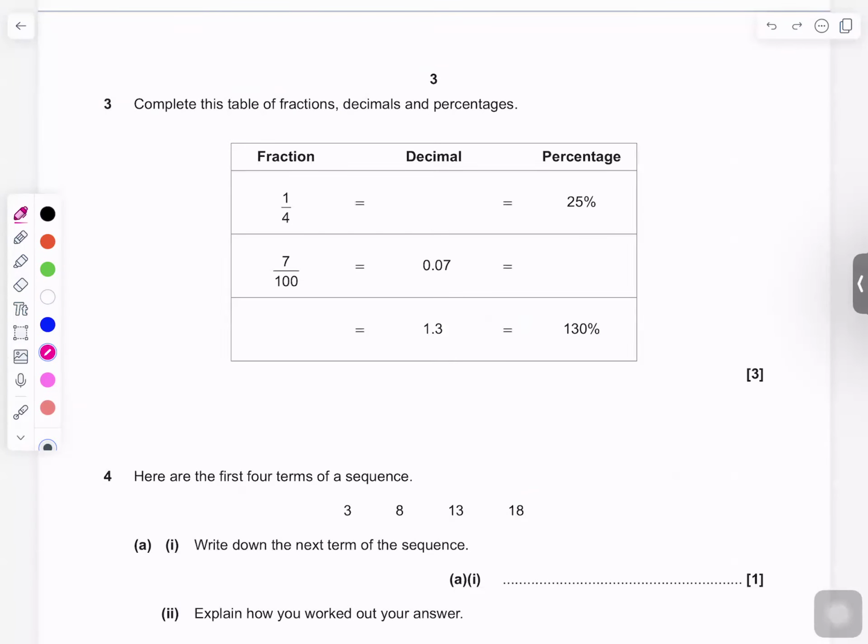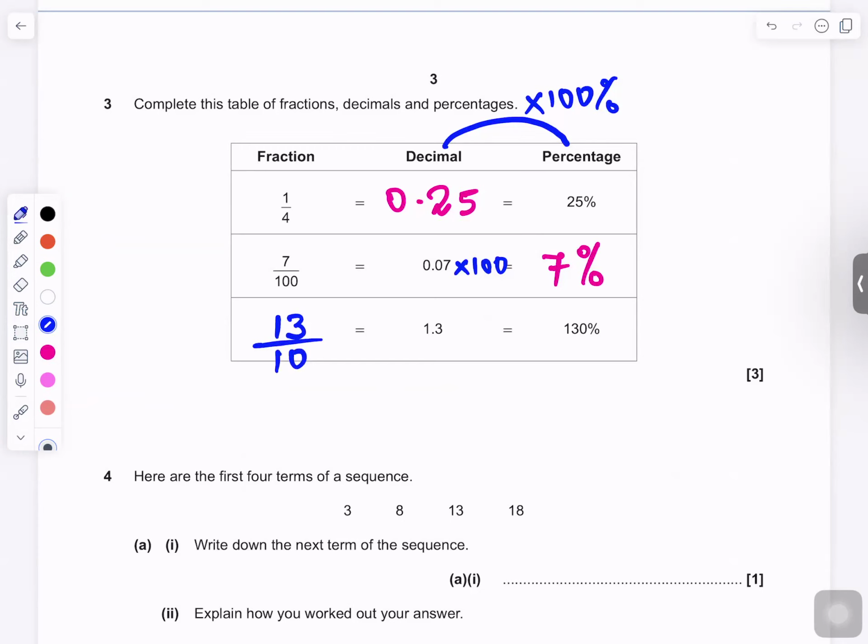0.25. Yes, 0.25. 7%. Why did you get 7%? I don't know. I just know it's 7% because it's 0.07. Not 0.7. And that means you times by 100. To change from decimal to percentage, you times by 100. So the last one underneath. 13 over 10. Brilliant. Number four.